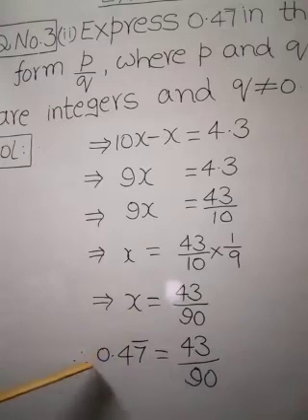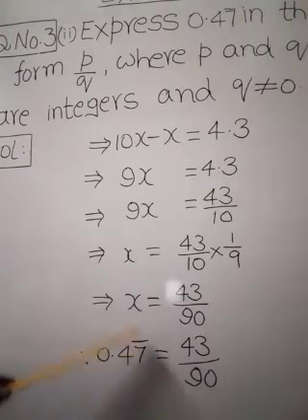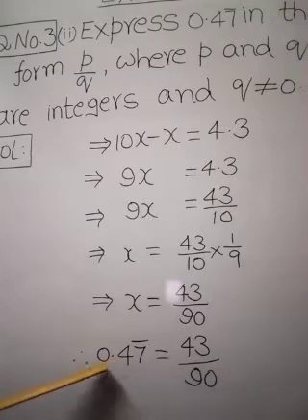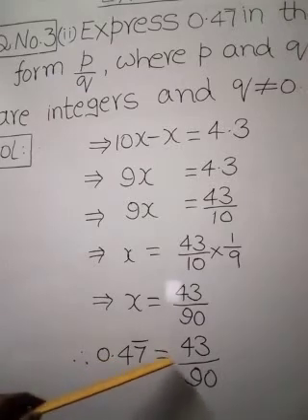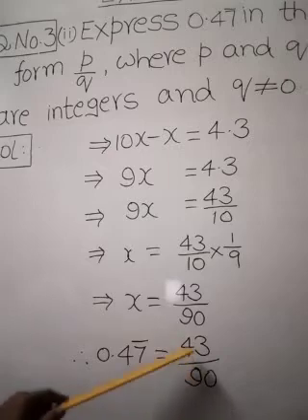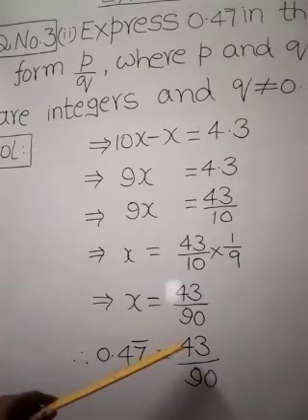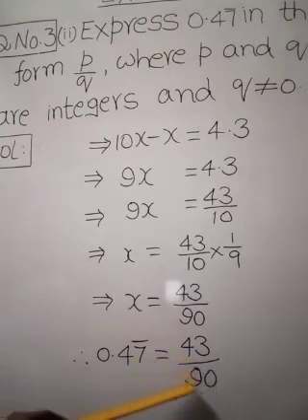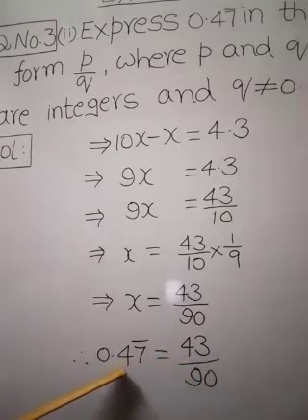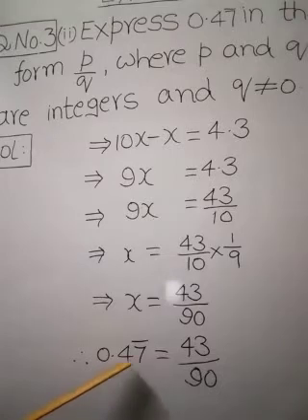So therefore 0.47 bar, x means we have assumed at the beginning of the question 0.47 bar is equal to 43 by 90. This is the required rational number. We converted this non-terminating repeating decimal number in the form of p by q. Understood, my dear children? Right.